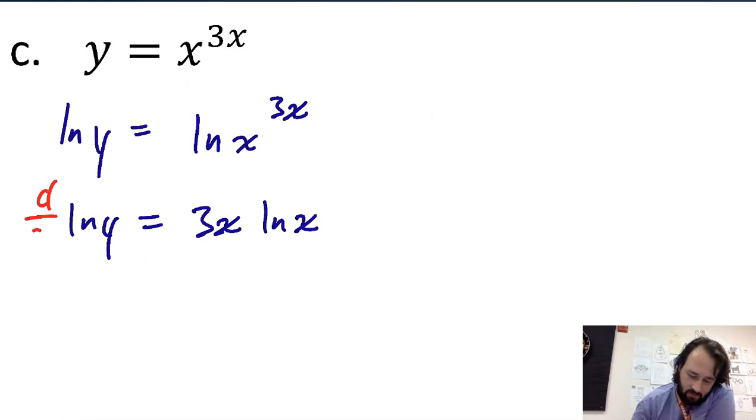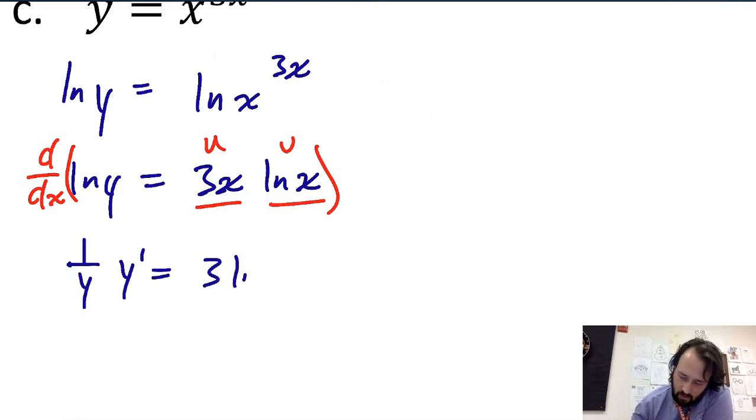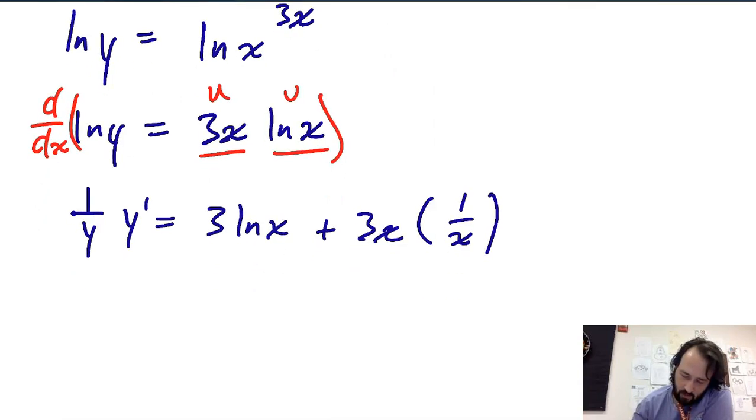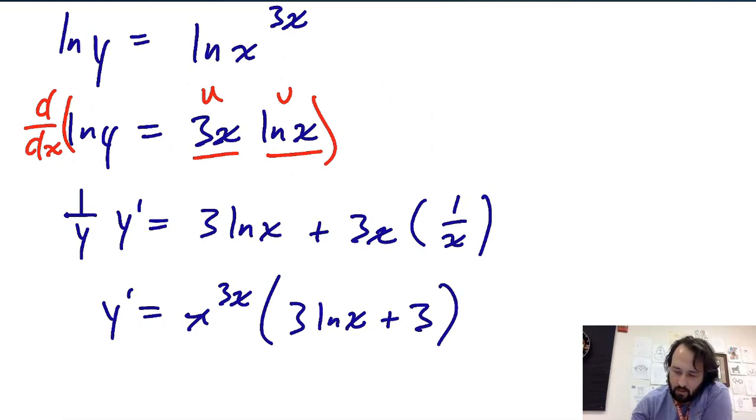So if I take the derivative using my implicit differentiation, I can have 1 over y times y prime equals, so the derivative of the first, I'm going to make this u and v, u, v. So I'm going to do u' ln of x plus 3x times 1 over x. So this becomes y prime is y, which was x to the 3x, times 3 ln of x plus 3. And that's it. That would be my answer.